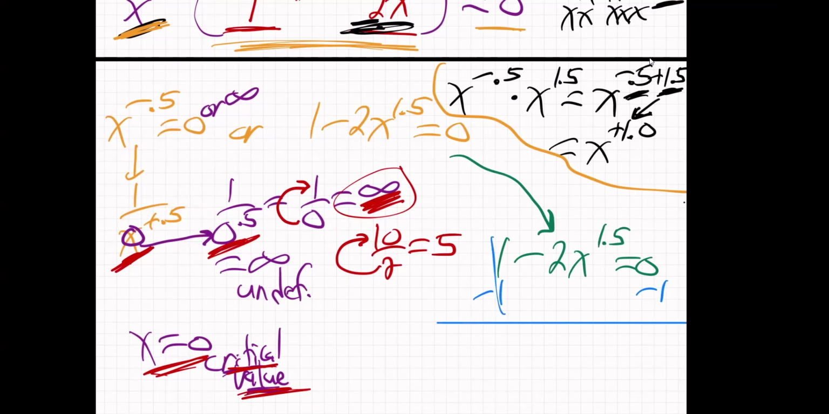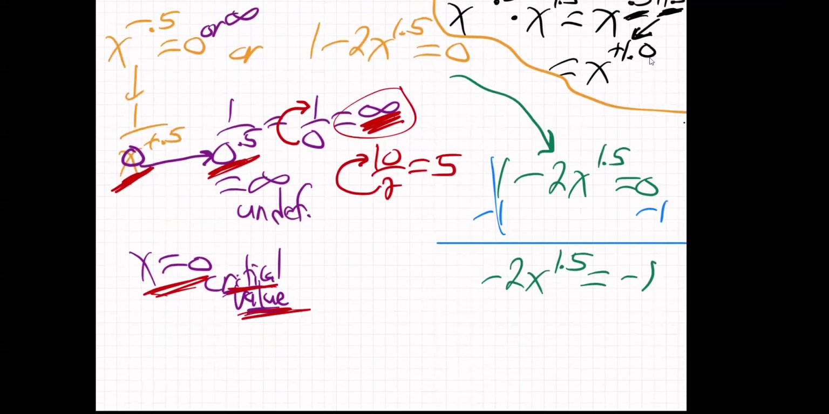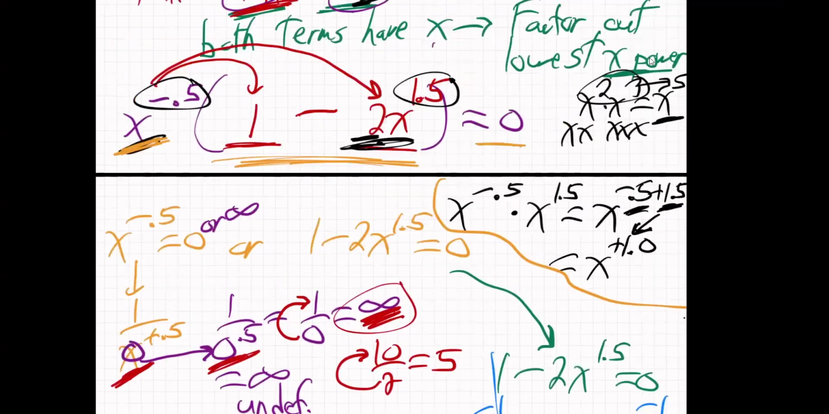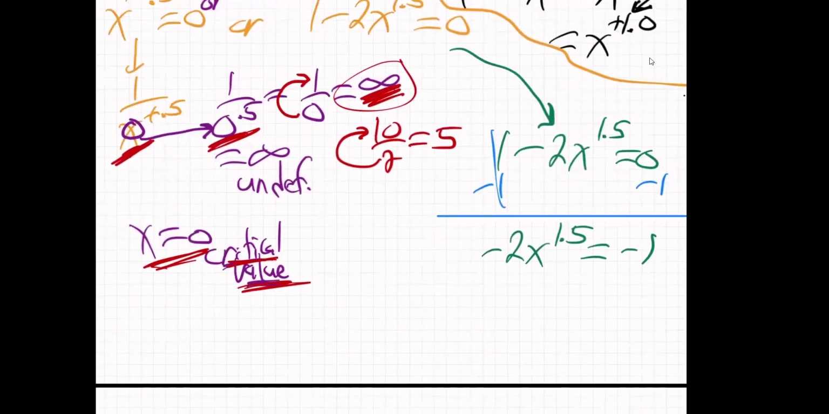Boom, it's gone, and we got minus 2x to the 1.5 is negative 1. And we need some more room here. It's got some tricky steps to it. And then divide by negative 2. So, boom. So x to the 1.5 is 1/2, right? The two negatives cancel.